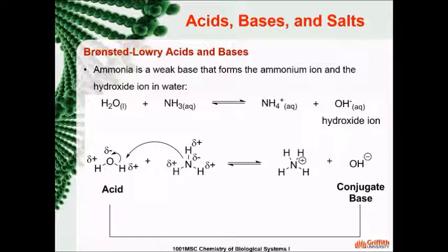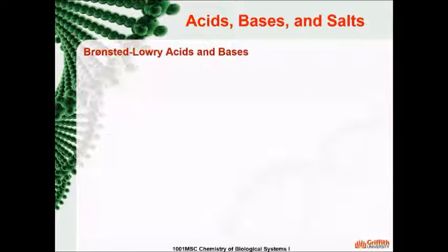The ammonia is the base and the ammonium ion is the conjugate acid, as it has the ability to donate a proton. The ammonium ion is more positive than the ammonia. The water is the acid, and the hydroxide ion is the conjugate base, as it has the ability to now accept a proton. Also, the hydroxide ion is less positive than the water.